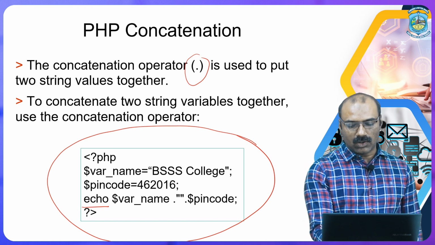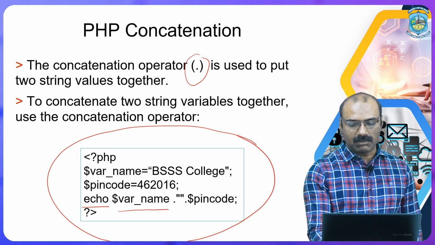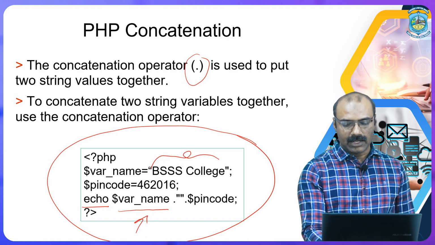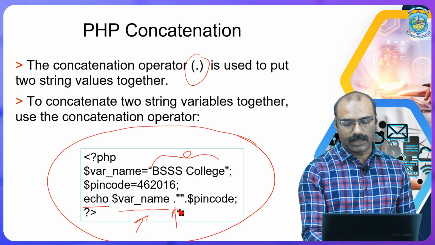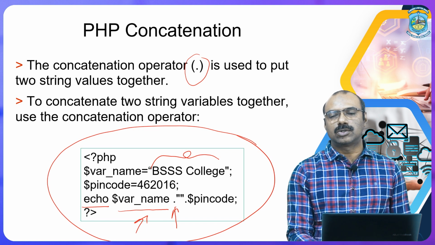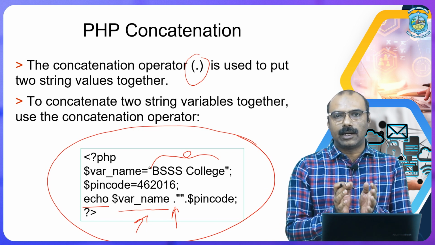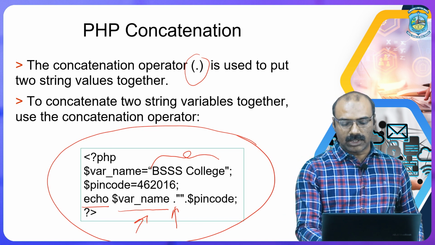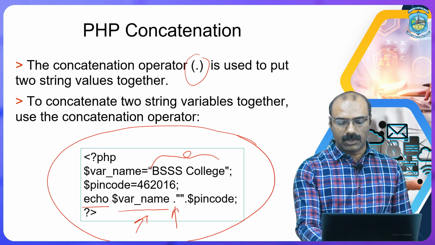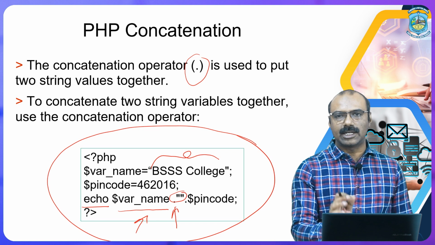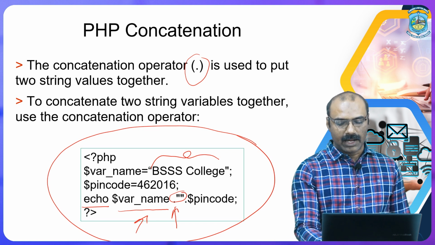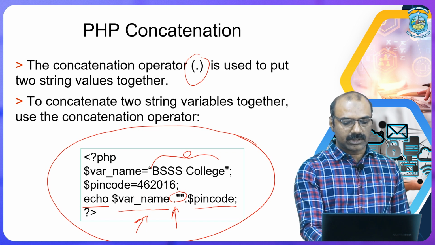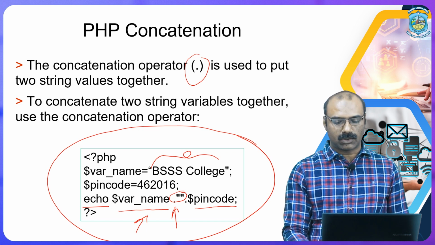Now here we have written $variable_name. It means this value is going to be displayed by using this particular variable. Then we have used a dot operator here. This dot operator is used to concatenate, to add, to make them into a single statement. So we are using concatenation. Then two double quotes we have given here, it is for spacing between these two. And then $pincode is a variable in which we have stored 462016, some pin code.